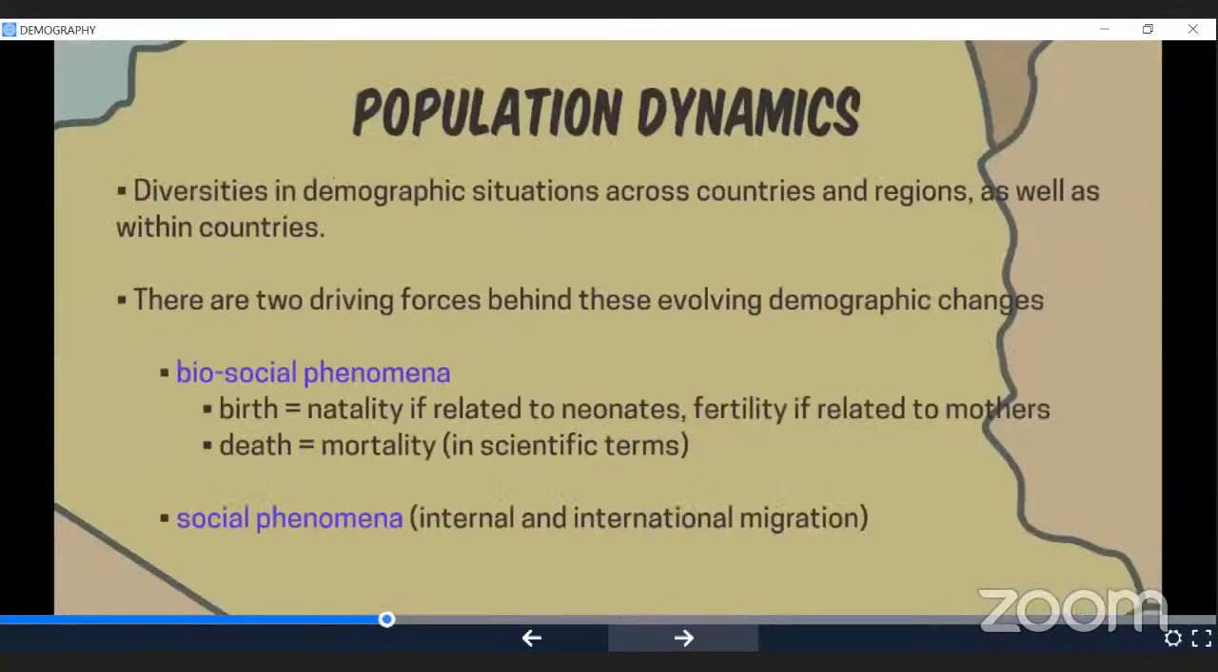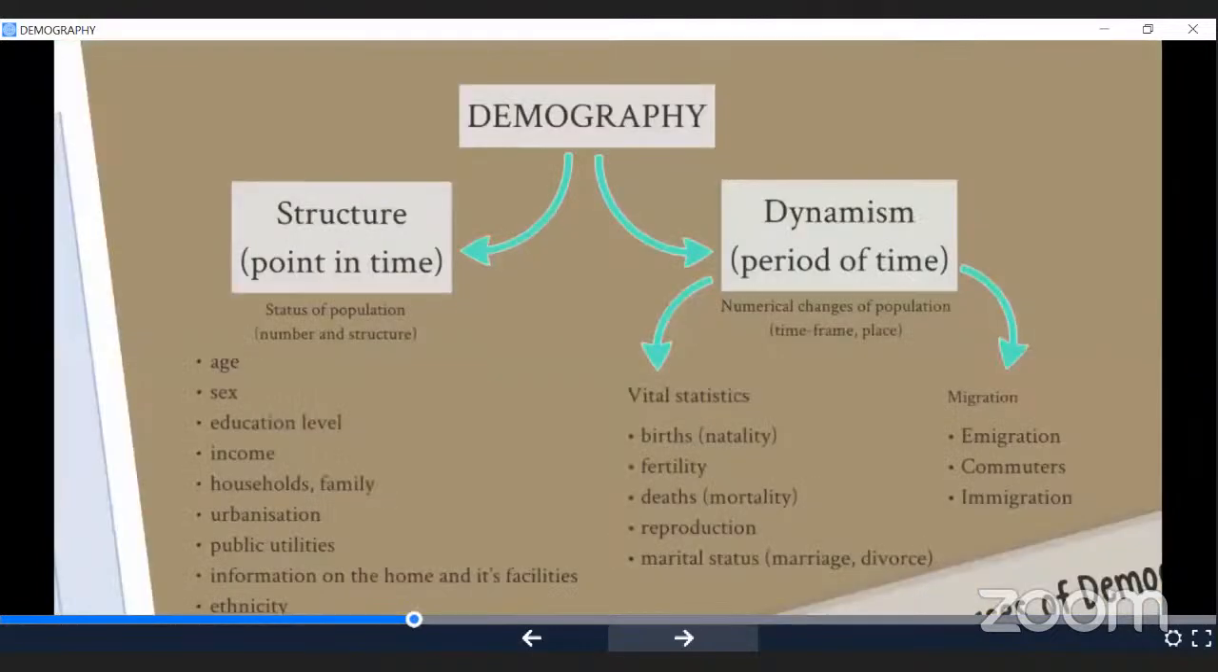And we have different population dynamics that drive different demographic changes. So it would be your biosocial phenomena. So this is birth and death rate. And social phenomena, meaning internal migration, that is moving from one region to the next. Okay?